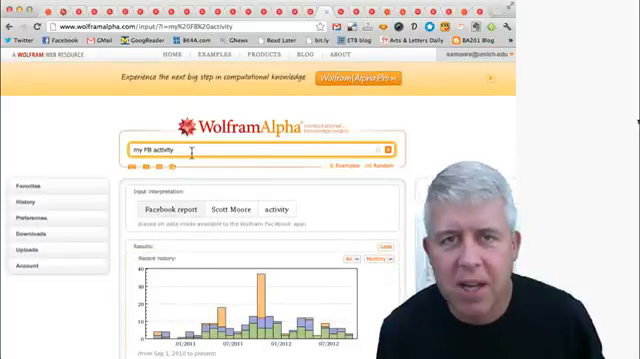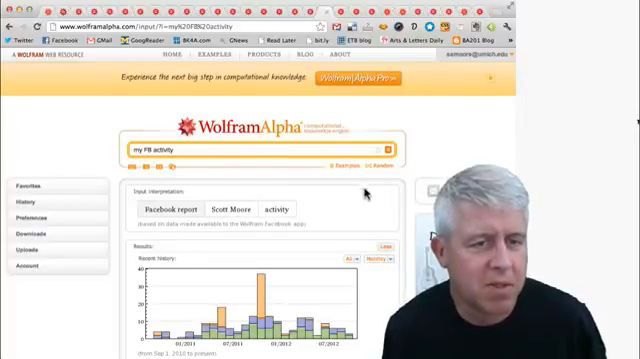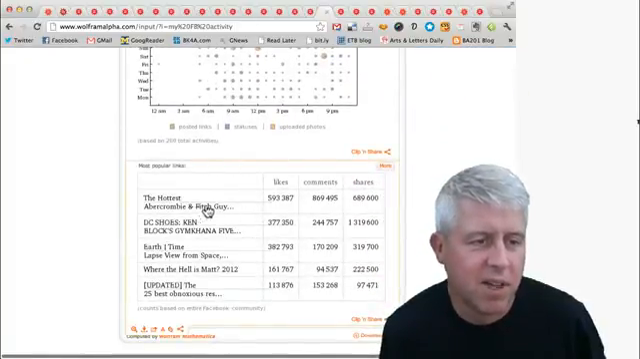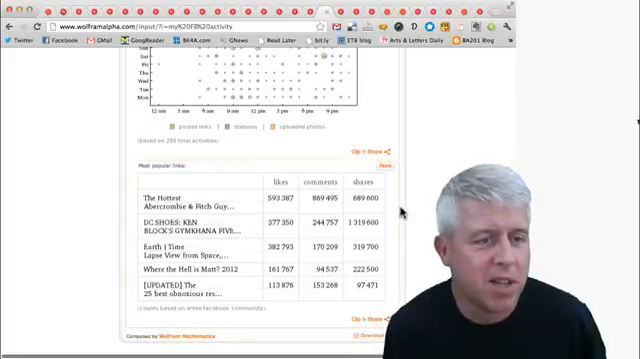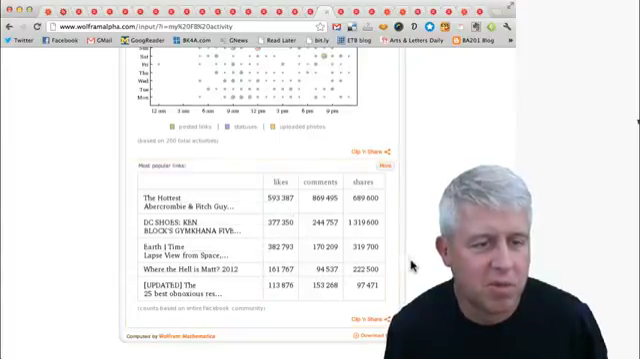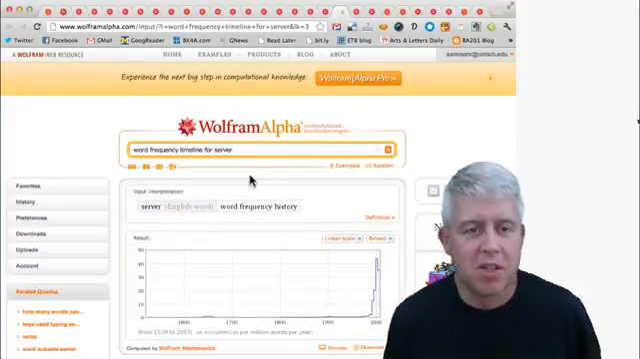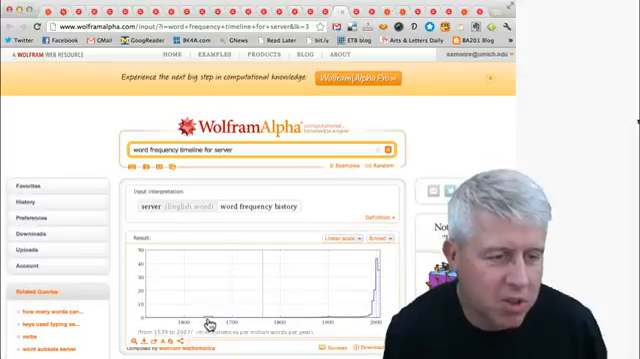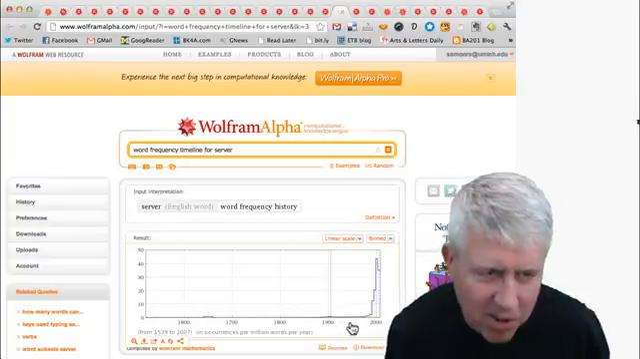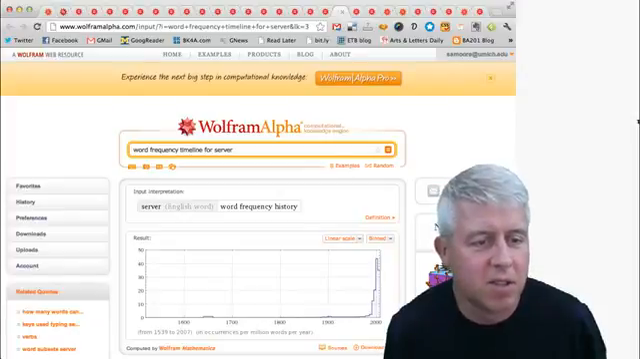Tell me about my Facebook activity. So I gave it my Facebook name, it didn't know my password, I gave it that, and then it tells me all sorts of things. I found this for my daughters. Made sure I posted that. Gymkhana, amazing. So these are the ones that are more liked. Word frequency timeline for server: the word server was used somewhat in the mid 1600s, but then started a little bit more around 1900 and then really took off around the turn of that century.